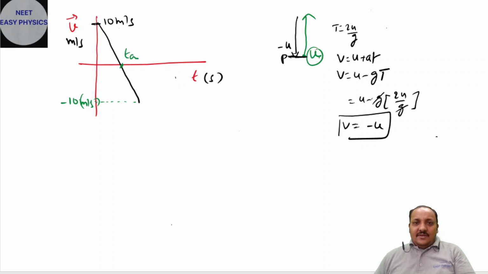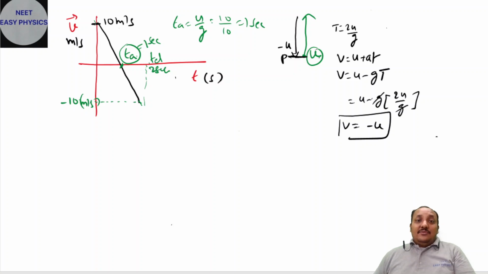Next, this is going to represent the time of ascent, and this is the total time. So this value they may ask: how much time is it going to take? What is the formula we are going to use? TA is equal to u by g. Now what is the initial velocity it is projected with? 10. Therefore 10 by 10, 1 second. Therefore this TA is going to be 1 second and TD is going to be 2 seconds. So like this they may ask.